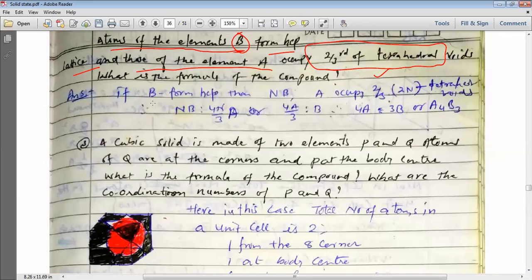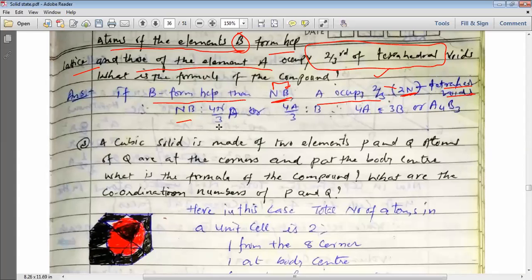So now you can see that B forms HCP, that is, let us say n atoms of B, so we will have nB. A occupies two-thirds of the tetrahedral voids, but the number of tetrahedral voids is equal to 2n, so we will have 2 divided by 3 multiplied by 2n. So now if we take the ratio, we will have nB is to 4 by 3 nA. How do we get 4 by 3? 2 multiplied by 2 divided by 3, that is 4 by 3 nA. So we have nB is to 4 by 3 nA.